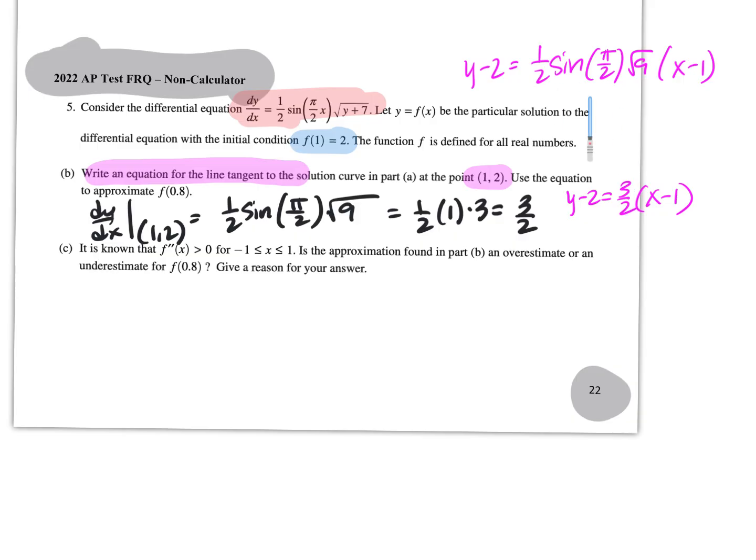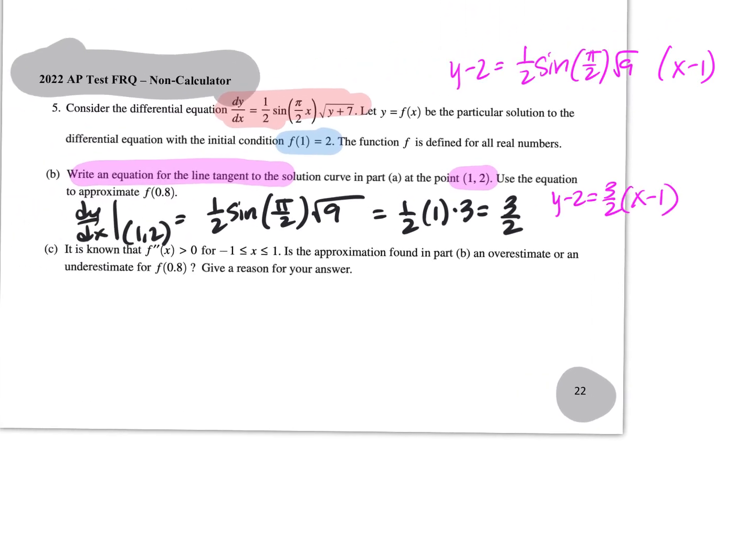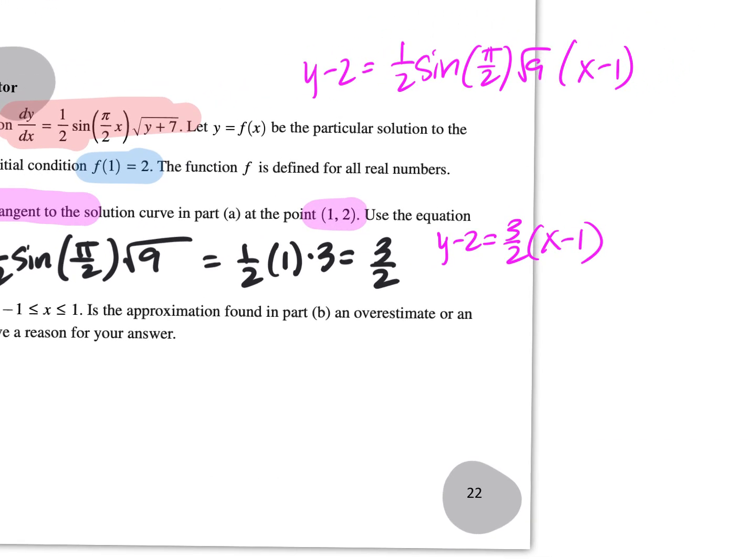Then it says use that equation to approximate f when x is 0.8. Do you agree 1 is pretty close to 0.8? What are we going to do to get that approximation? Plug in 0.8 right in for x. So regardless if you went Danny's style or my style, what do we have to do to both sides? Just move that 2 over.